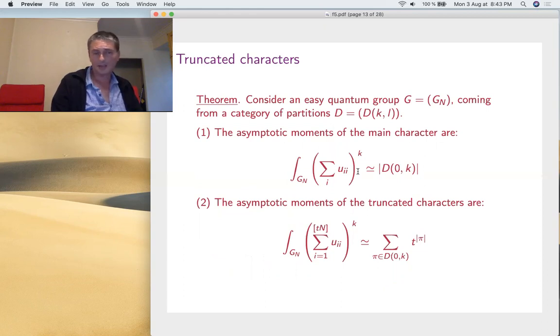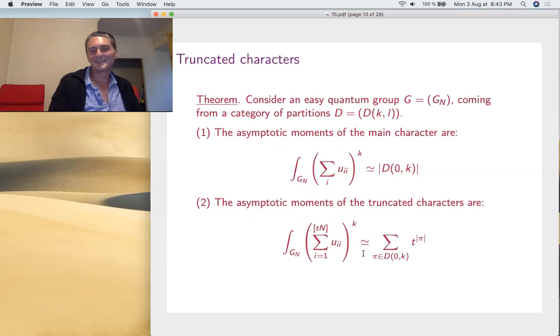So, well, let's stay first at the abstract level. Given an easy quantum group coming from a category of partitions, if you want to compute the moments of the main character asymptotically, well, you have to count the diagrams here, right? Because these are exactly the dimensions of the fixed point spaces of u^{⊗k}, spanned by partitions. So these partitions are not exactly linearly independent when N is small, but when N is big, they become linearly independent. So the dimension of the span is just the number of elements. That's it. You don't even need Weingarten. This follows from Peter-Weyl. For the truncated characters, no, it doesn't work just from Peter-Weyl. We need Weingarten and everything.